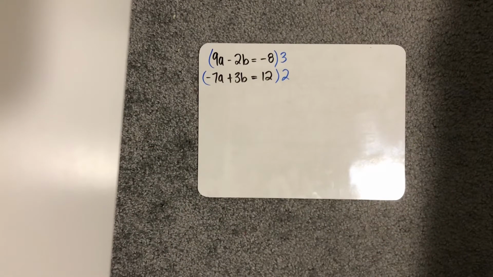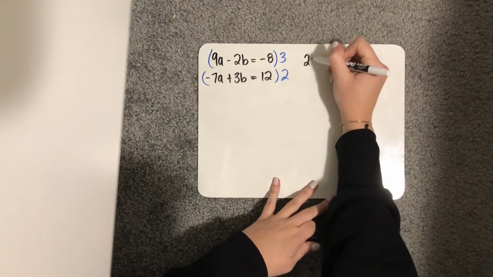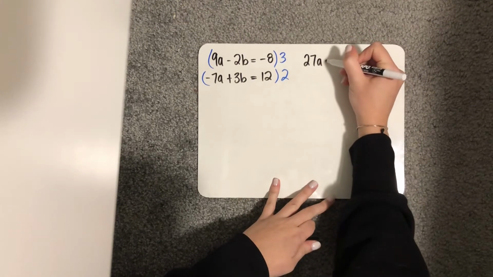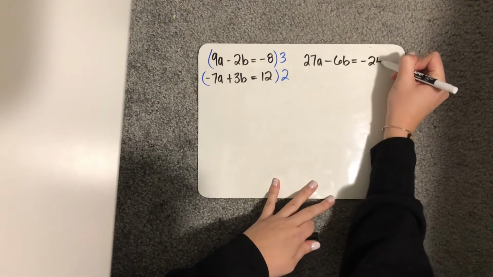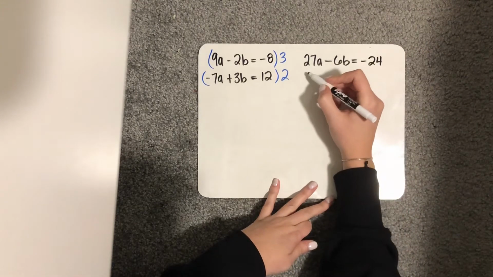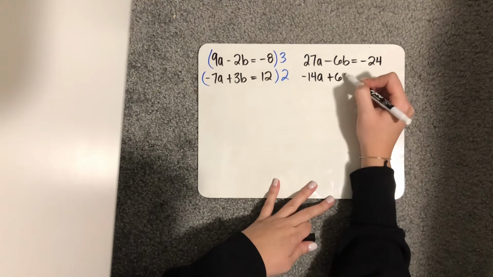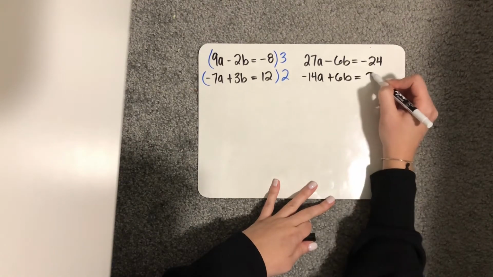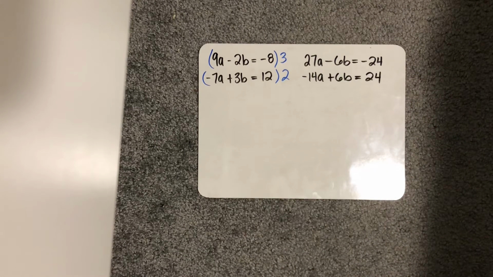And I have to distribute that 3 to each part of that equation and that 2 to each part of the bottom equation. So I'm going to have 27a minus 6b equals negative 24. And on the bottom, I'm going to have negative 14a plus 6b equals 24. Oh, how fun. So notice that my b's now have the same coefficient, so that same number in front of it. I have a negative 6 and a positive 6, which cancels them out.